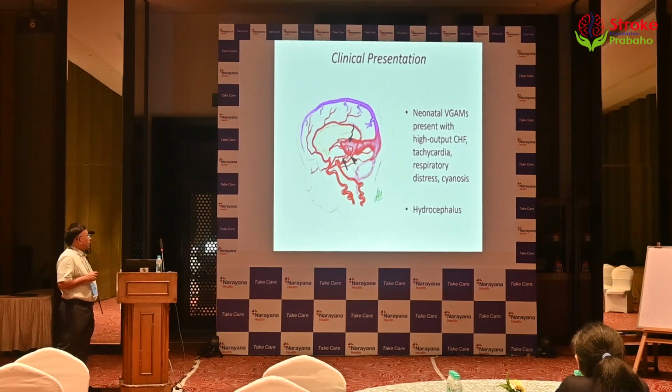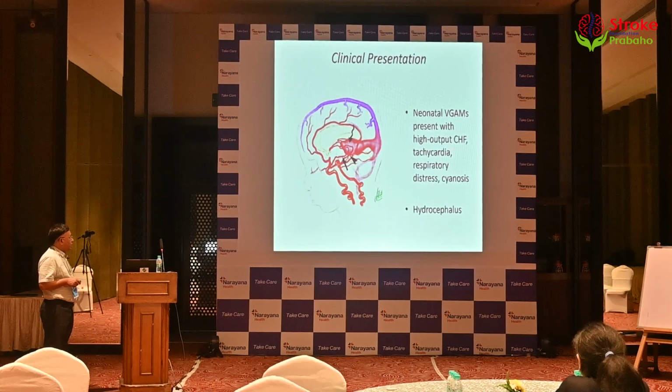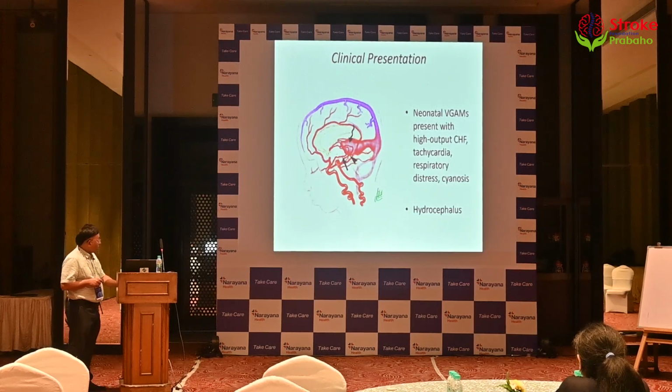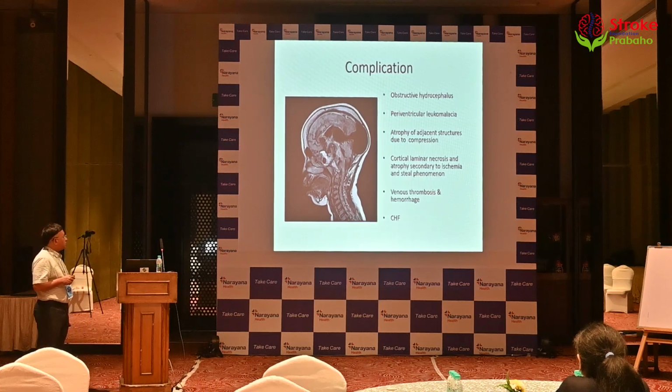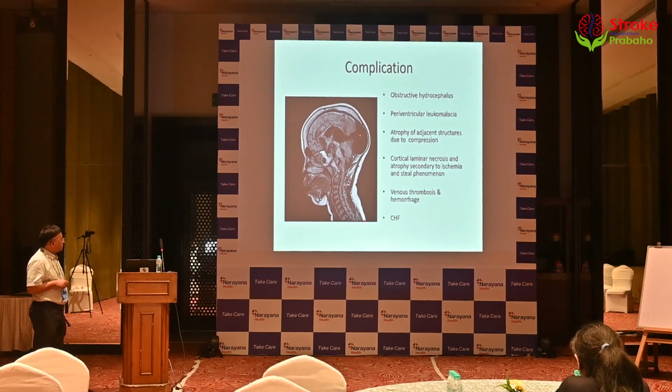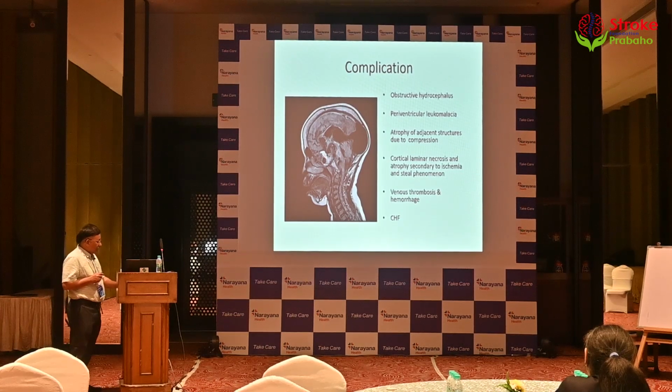So neonates with vein of Galen malformation present with high cardiac output failure, tachycardia, respiratory distress, sinuses, and hydrocephalus. It is important to treat these malformations because the patient may have obstructive hydrocephalus followed by periventricular leukomalacia and atrophy of adjacent structures. There may be cortical laminar necrosis and secondary atrophy because of steal phenomenon, ischemia, venous thrombosis, or hemorrhage. So if you don't treat at the proper time, the patient may develop cortical atrophy and the child becomes permanently disabled.